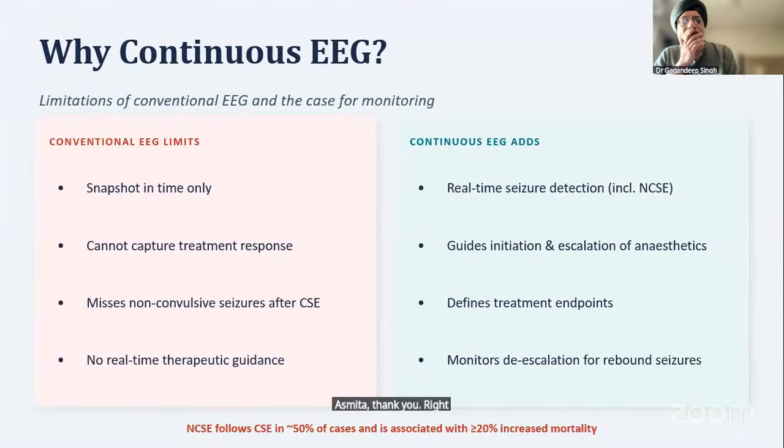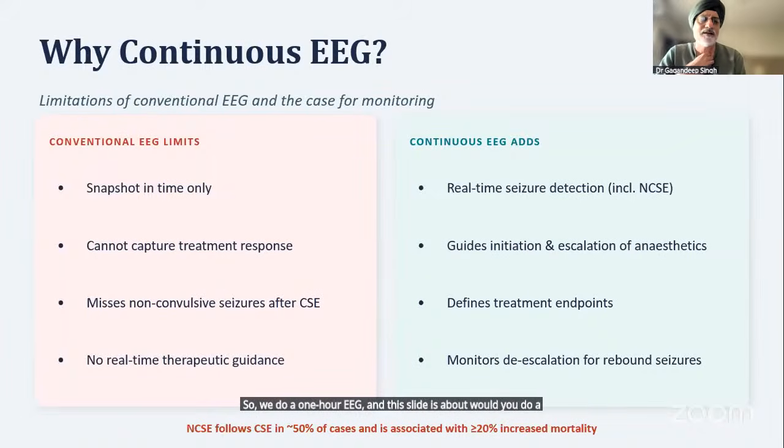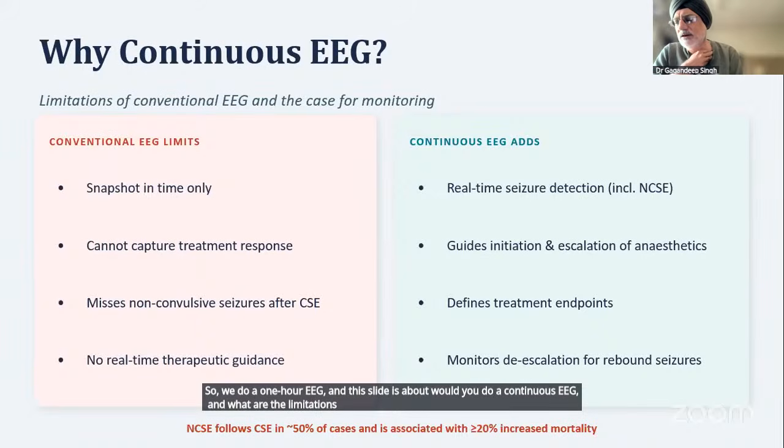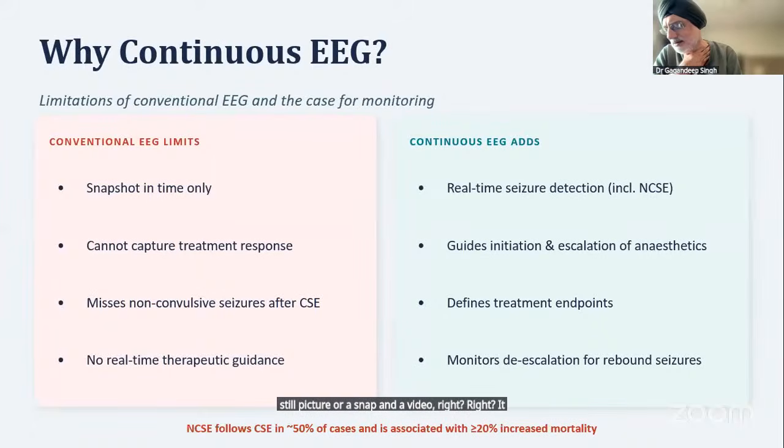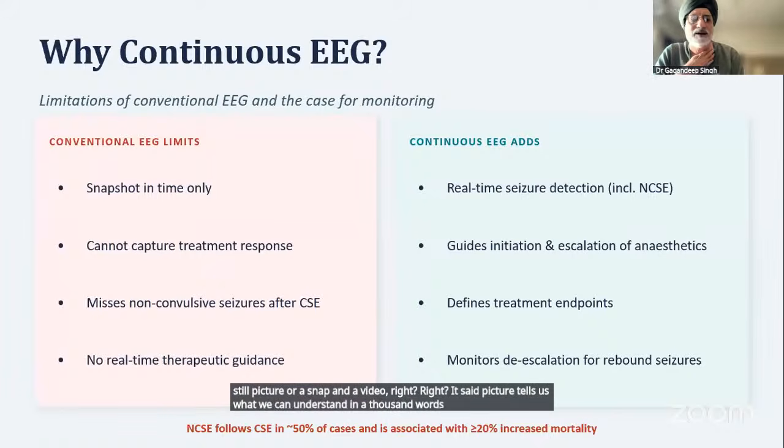Right. So we do a 1 hour EEG. And this slide is about whether you would do a continuous EEG, what are the limitations of the half or 1 hour EEG that is usually done, and what are the advantages of a continuous EEG? The half an hour EEG is the difference between a still picture or a snap and a video, right? It is said a picture tells us what we can understand in 1,000 words. A video is probably 1,000,000 words, right?